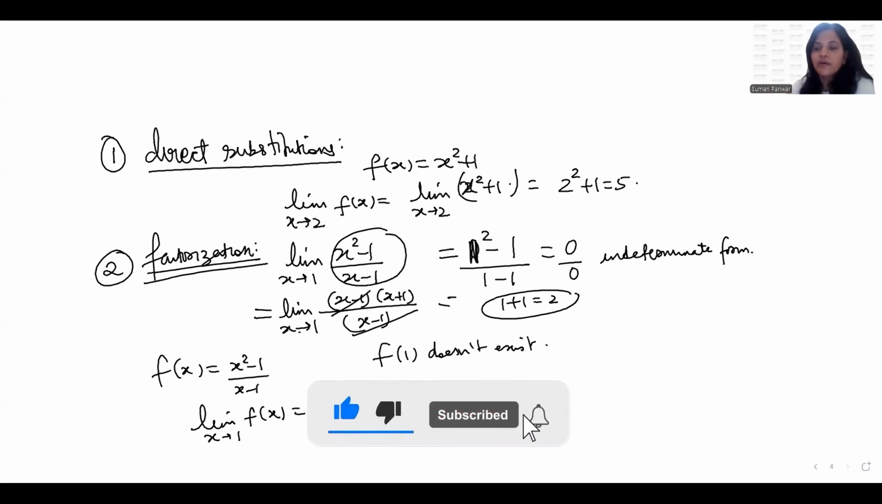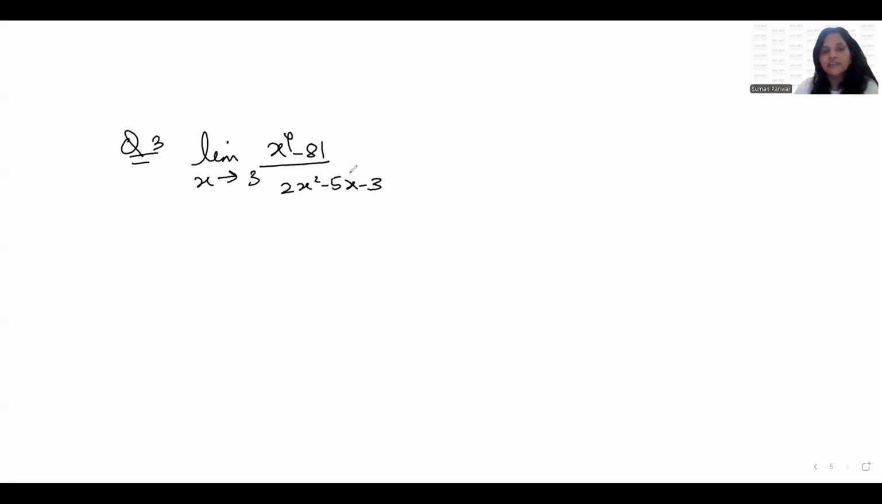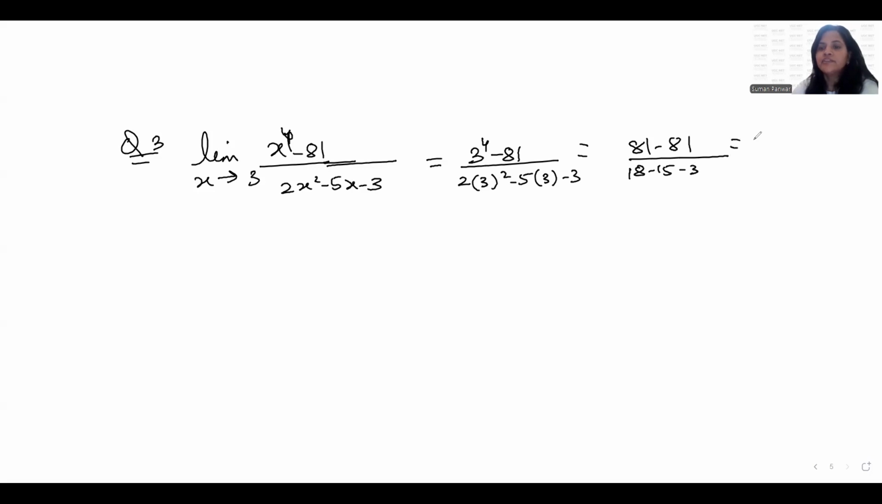Let's do one more example of factorization. So we have a question which is limit x tending to 3, (x to the power 4 minus 81) upon (2x square minus 5x minus 3). Now, whenever you encounter an expression, the first thing that you are tempted to do is to put the value. So put x equals to 3. So that is 3 power 4 minus 81 divided by 2 times 3 square minus 5 times 3 minus 3. So this is 81 minus 81 divided by 18 minus 15 minus 3, which is 0 by 0.